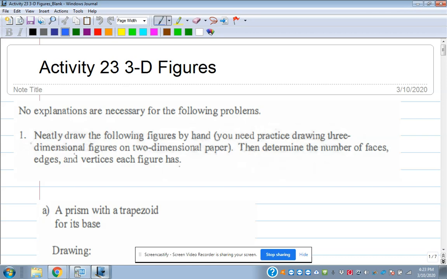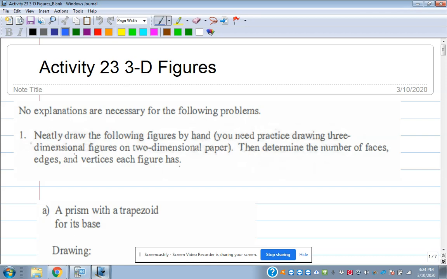All right, so let's talk about a prism. A prism with a trapezoid for its base. Okay, so a prism, the way that works is it's a box, and whatever shape is the base is going to be on each end of the box. Okay, so it says a trapezoid is the base, and the prism is going to have a trapezoid on each end. And then the faces that connect those are rectangles. Okay, so we're going to try to draw a trapezoidal prism, is what the right word for that.